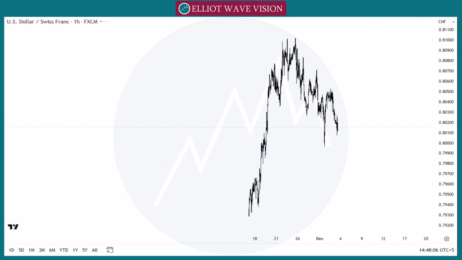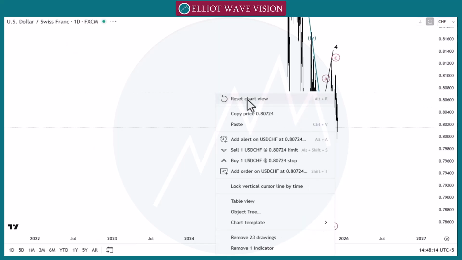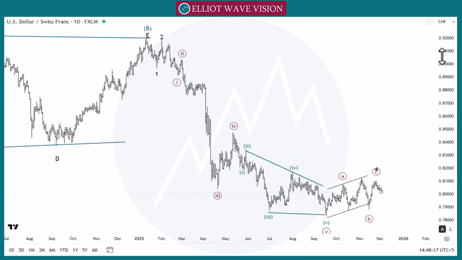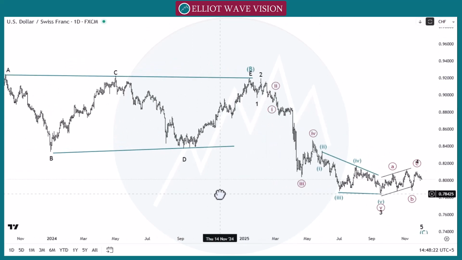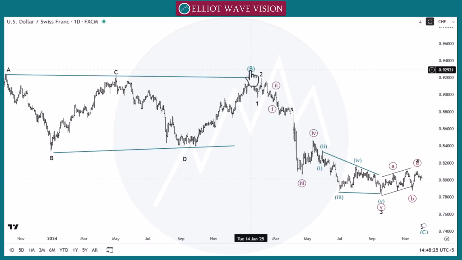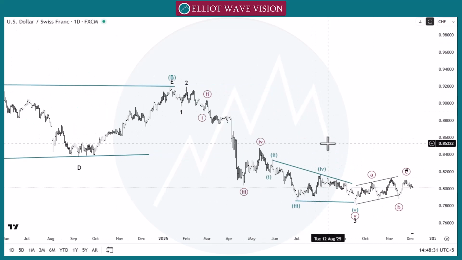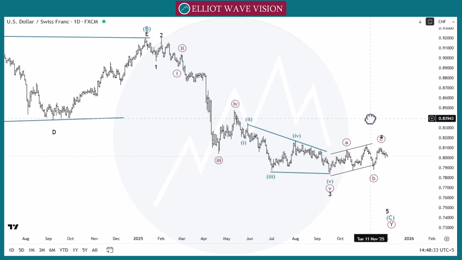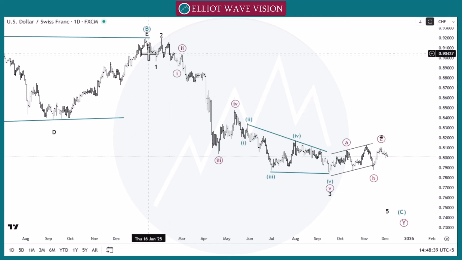So let's check our pattern. Next pair, last pair, Swiss CHF. In CHF, market completed its correction as this green wave B, A, B, and now we are looking for the last leg of this pattern, this wave C of the brown wave Y, as a wave 1, wave 2, wave 3, wave 4, and now we are looking for this last leg.